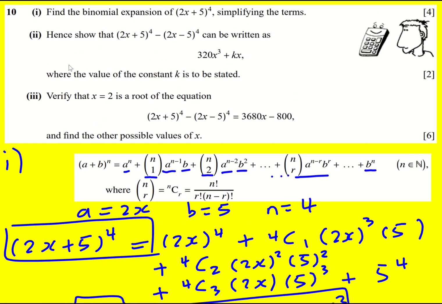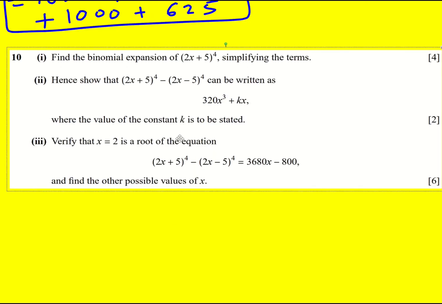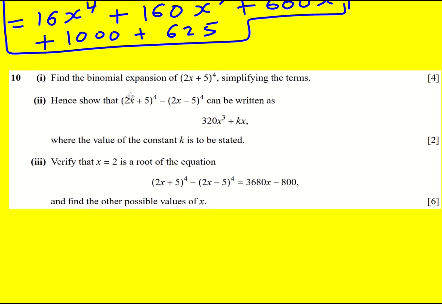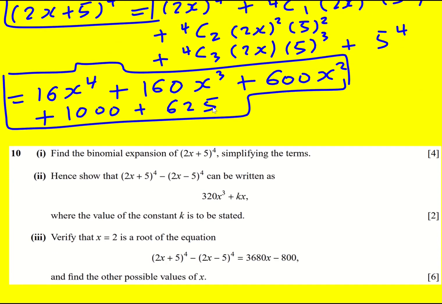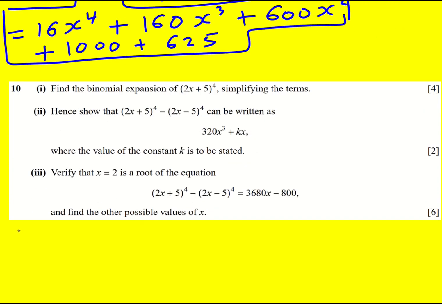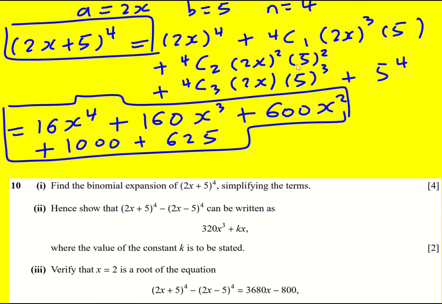So next part, I might just copy this question and bring it down. Hence show that the expression we just had minus this expression can be written like this. Well, we can use a very similar approach to work out (2x - 5) to the 4, because all that is going to happen is that I replace all my 5's by minus 5.